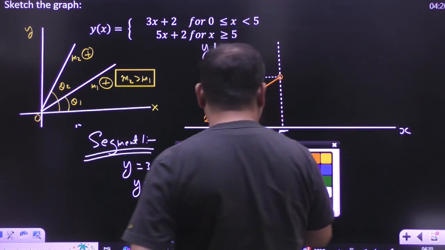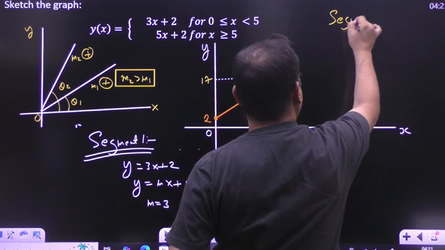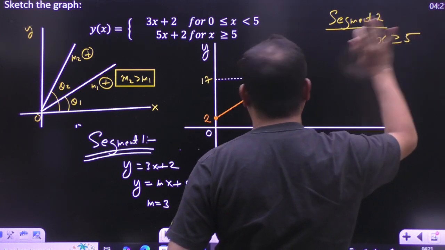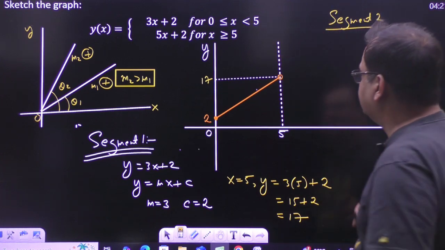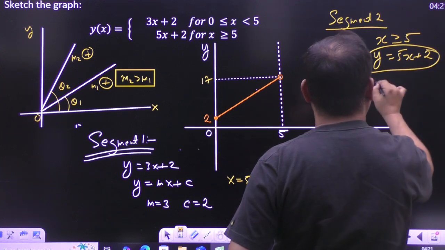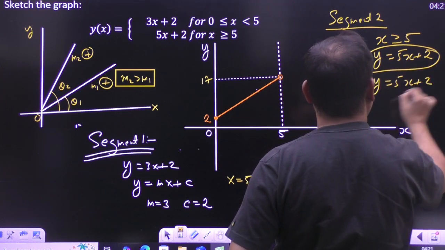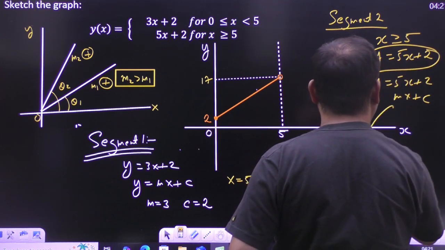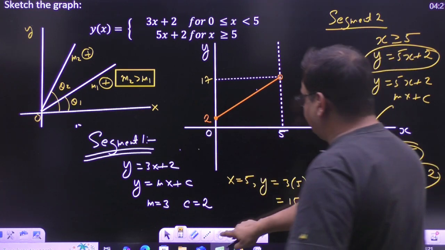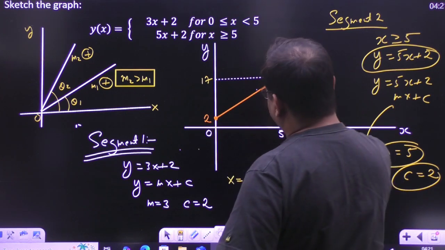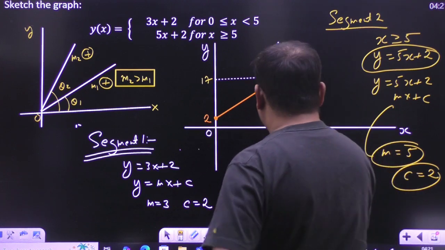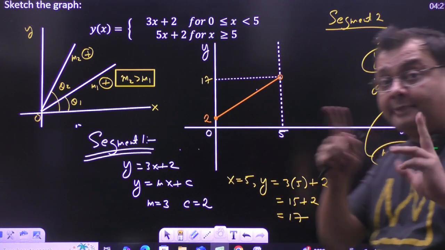Now if you come to segment 2, this is applicable when x is greater than or equal to 5 and there is no end point, because the graph will go till infinity, and here y is 5x plus 2. Now if you compare 5x plus 2 with mx plus c, you'll get m equal to what? 5. And of course c will be 2, but c won't be useful for the intercept because the graph is not going till the y-axis. We are starting from x equal to 5. So first of all, what I was focusing on was the comparison of slope.